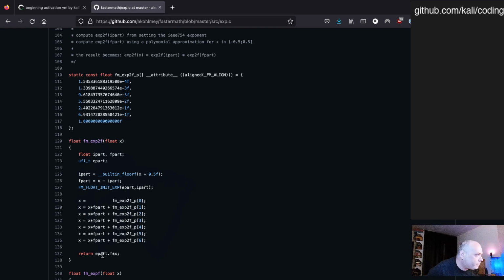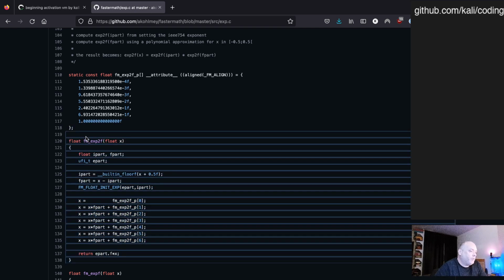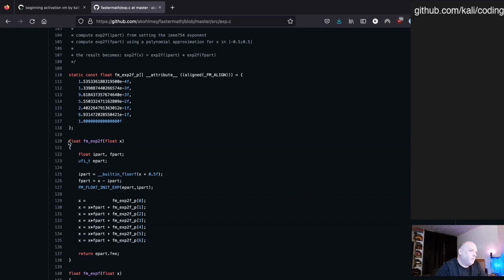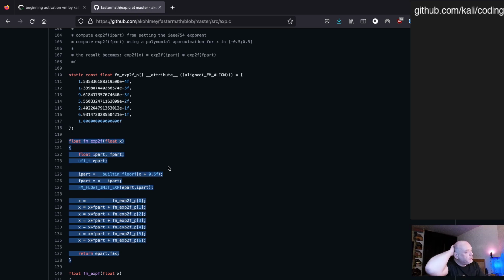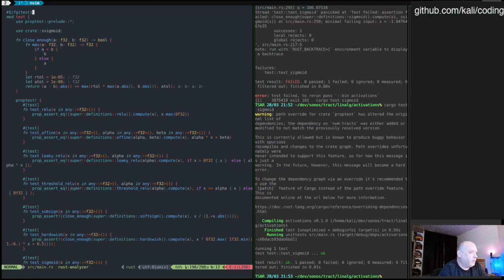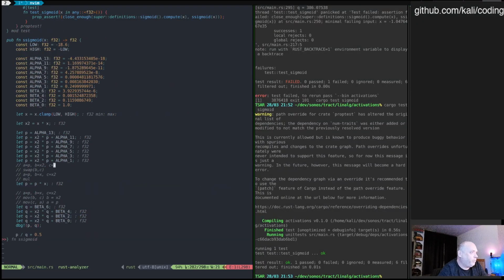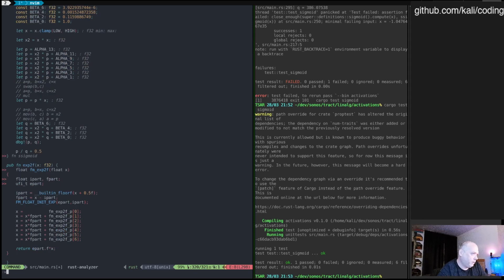Okay, let's give it a shot. I want to give it a shot because I'm curious to see how good or bad it can be compared to a couple of implementations. I mean, I want to experiment. I want to play. It's fun. So that's exp2 float for x32. Oh yeah, it's C.